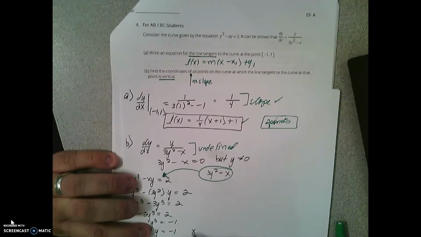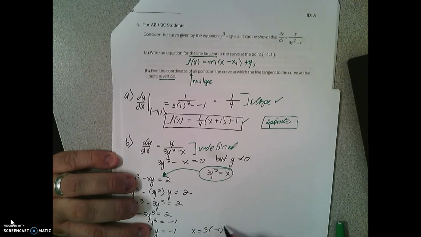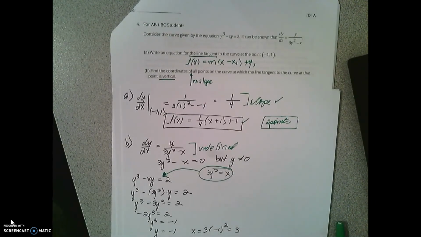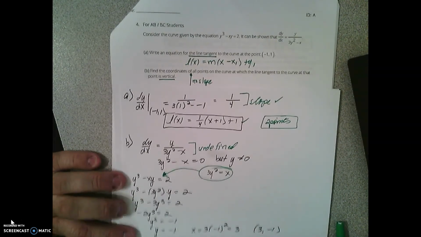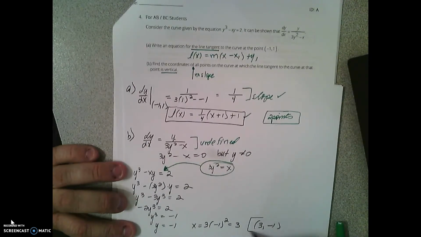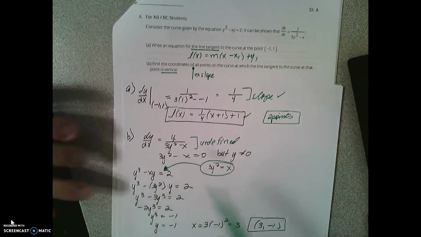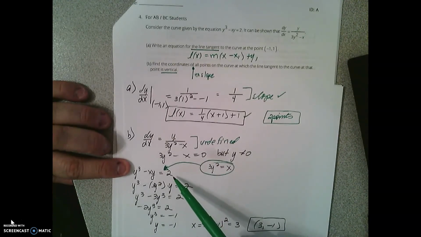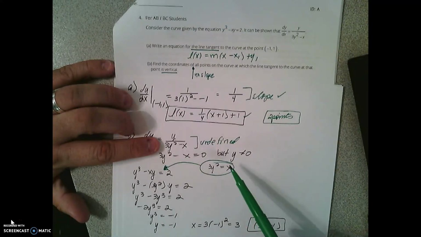To get the x value, we're going to use this expression, x equals 3y squared, to say that x is equal to 3 times negative 1 squared. That's positive 3. Finally, we're going to write our answer as a point. We're going to write it as the point (3, negative 1). What's so special about this point is that it is a point on this curve, and it makes the denominator of our derivative equal to 0, which means that it's a point on the curve where the tangent line is vertical.